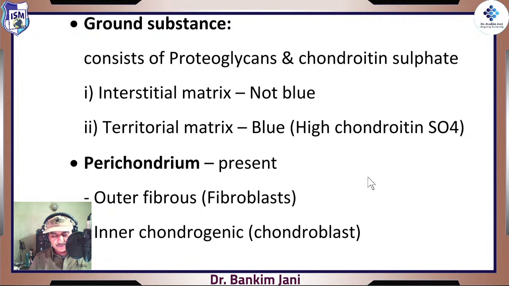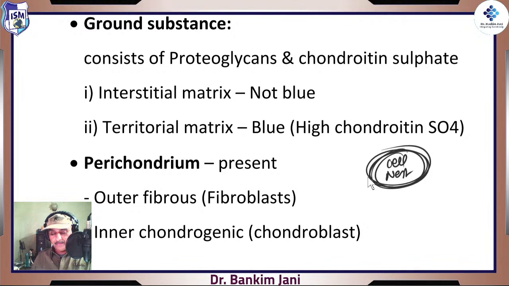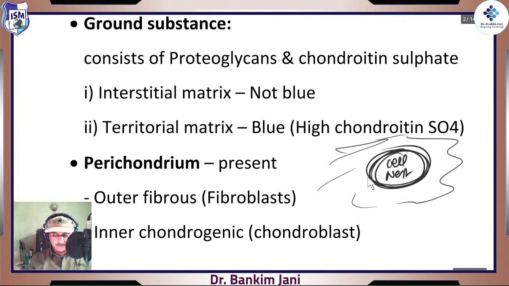So there is interstitial matrix. Interstitial means which is in between. Territorial matrix is more, this is the cell nest. And then there would be some matrix around it. So this is all territorial matrix. It is this nest's territory, another nest's territory. And in between, what you get is all interstitial matrix. Because this territorial matrix has got high chondroitin sulfate, that's why it looks blue. And this interstitial matrix won't look blue.